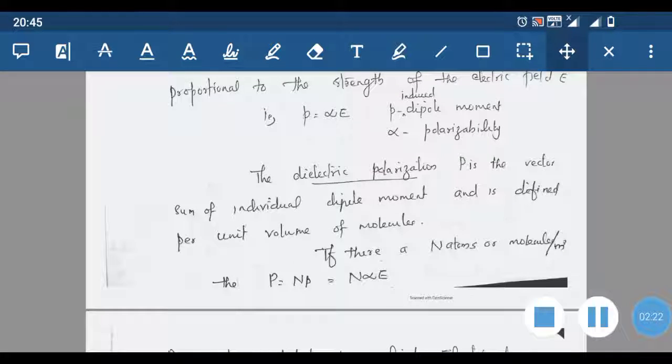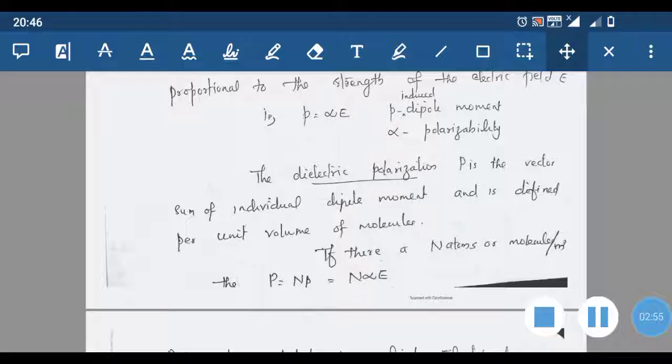And the dielectric polarization P is the vector sum of individual dipole moments and is defined per unit volume of molecules. We have defined the dielectric polarization as the vector sum of all the individual dipole moments. So the individual dipole moment we have already expressed as p is equal to alpha E, and the dielectric polarization P is the vector sum of all the individual dipole moments per unit volume.